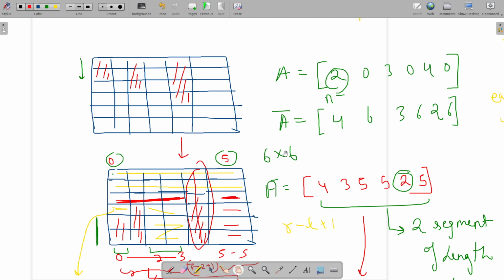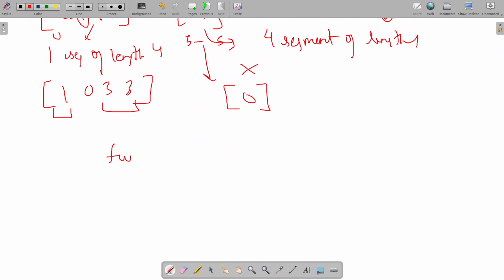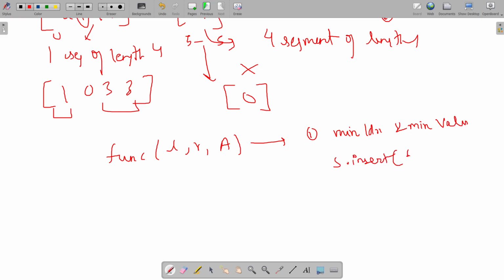So you identify all the segments, you fill them in decreasing order, and to identify the segments you simply have a function from L to R, and you have an array A of empty spaces. Number one, you find the minimum index and the minimum value. To your set, you insert the pair: the value of R minus L plus 1, comma minimum value. So this many segments you can have of length R minus L plus 1.